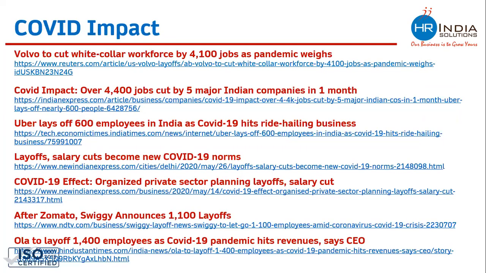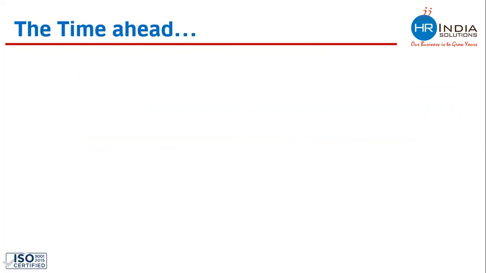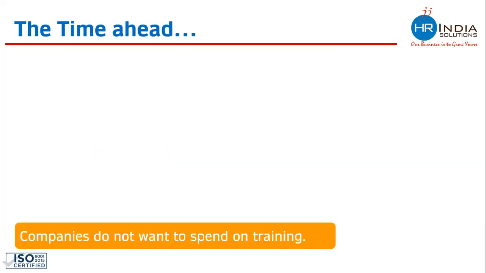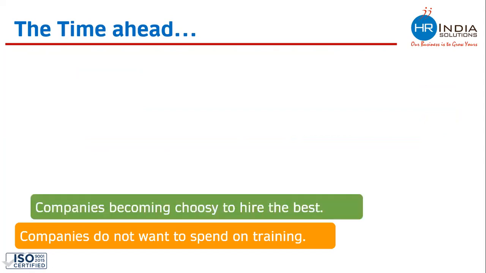COVID impact: everybody knows what exactly happened in COVID time, layoffs, firing, all this happened. In the coming days also, things will not be that easy. Companies do not want to spend time on training any employee. Companies are becoming very choosy. Why are they becoming very choosy? Because the supply of talent in the market has increased like anything, whereas demand has not increased.